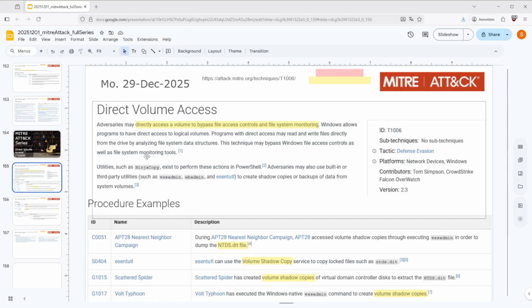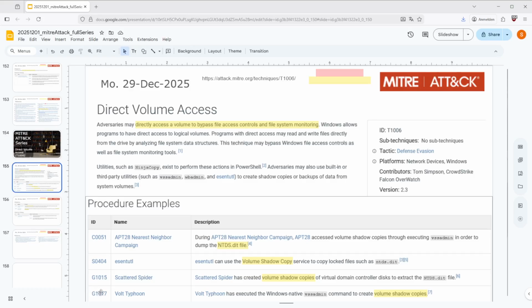But we know why they do this. They want to bypass file system monitoring. That's the reason why you might want to directly access the volume instead of the file on the volume. We have some procedure examples. Volt Typhoon is again the group. So this hacker group, Volt Typhoon, appears to be quite capable. It looks like they read MITRE ATT&CK, but it's the other way around, obviously. So only after they have committed these crimes, MITRE ATT&CK reported on this. But they have the whole toolset of MITRE here. I see them in almost every technique.